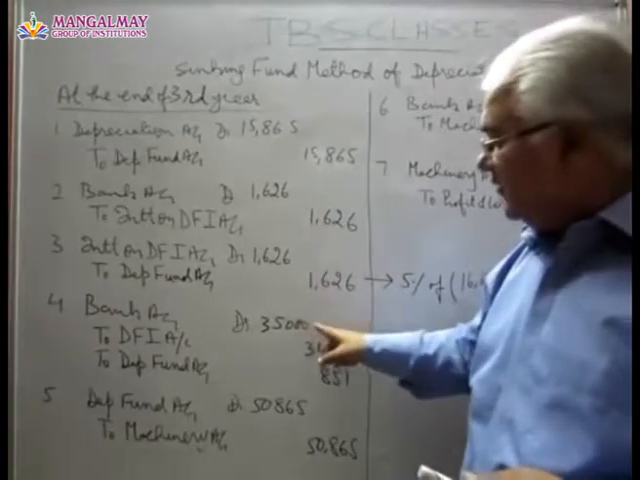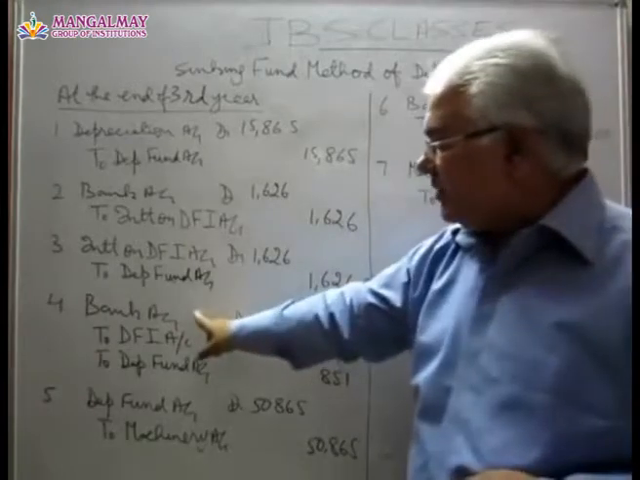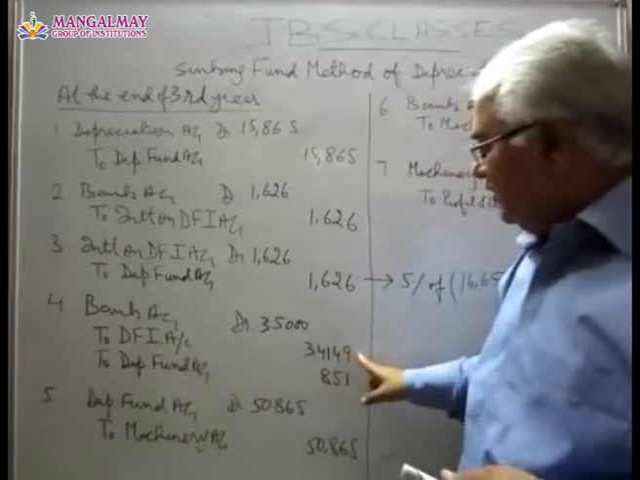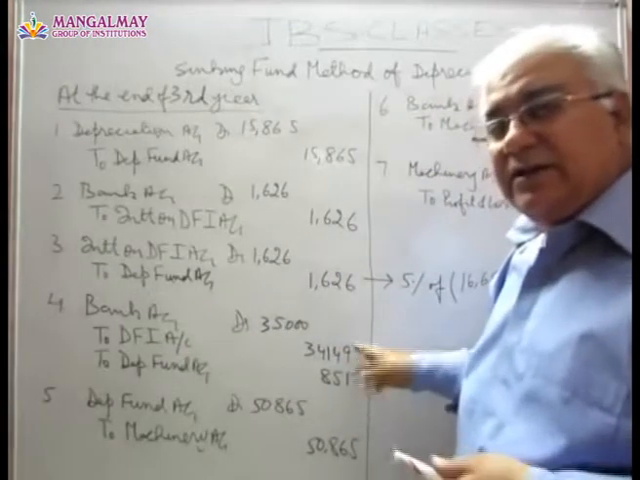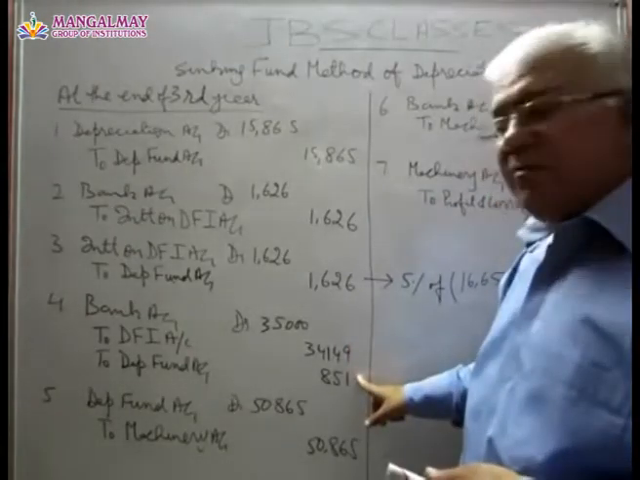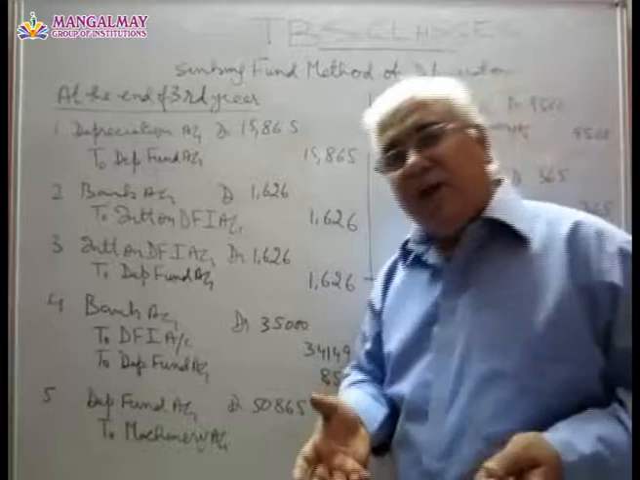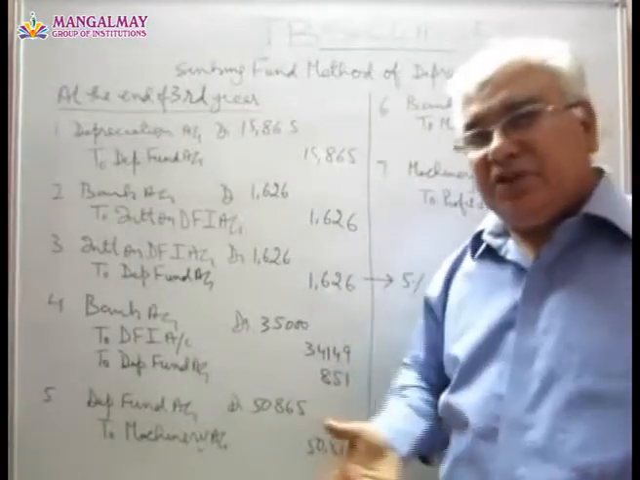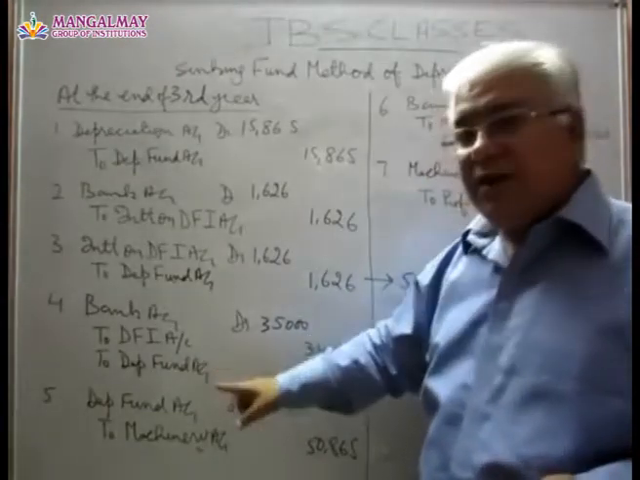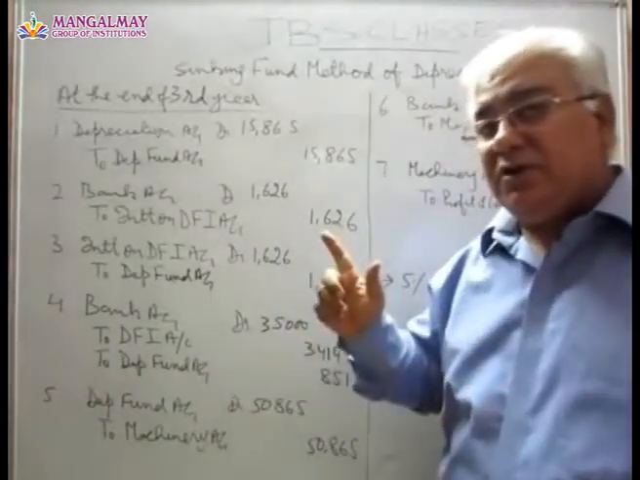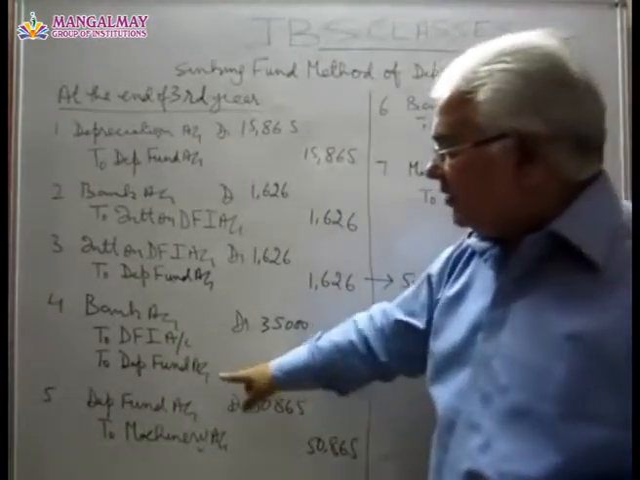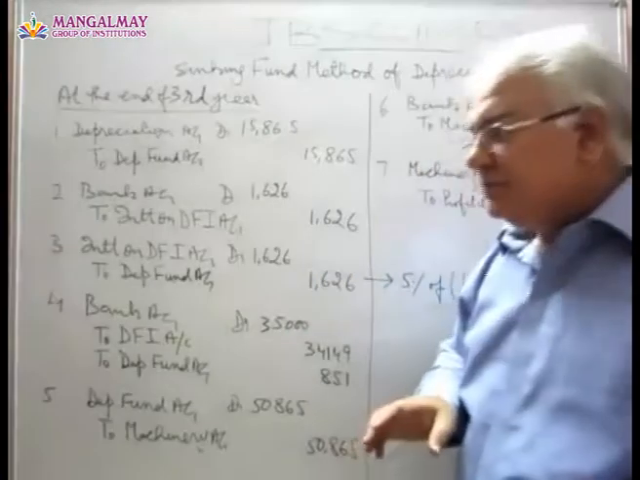So we are receiving 35,000 in the bank, so bank account is debited to depreciation fund investment account 34,149. This is the book value of the investments with us. 851 is the profit made by us. Since this profit is made on investments belonging to depreciation fund, this profit has been taken to the credit of depreciation fund account and not to the credit of profit and loss account. Okay, so this 851 is to the credit of depreciation fund account.